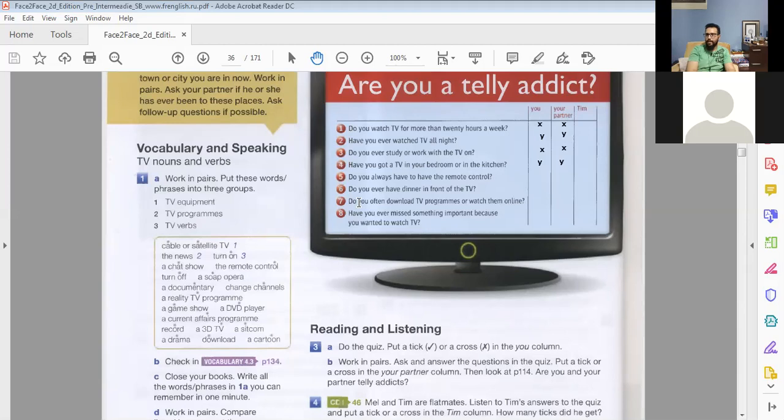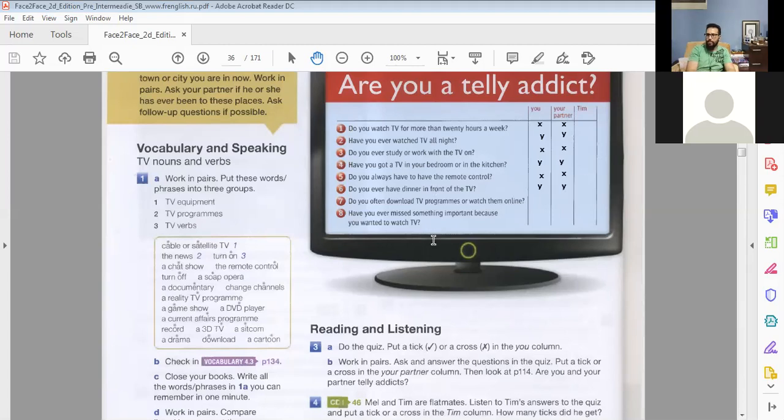Do you always have to have the remote control? What does the question mean? Maybe in your hand. Remote control in your hand. This is the meaning. No. Okay. So for me also, no, I don't. Do you ever have dinner in front of the TV? Yes. I think I've done this before too. So yes for me as well.